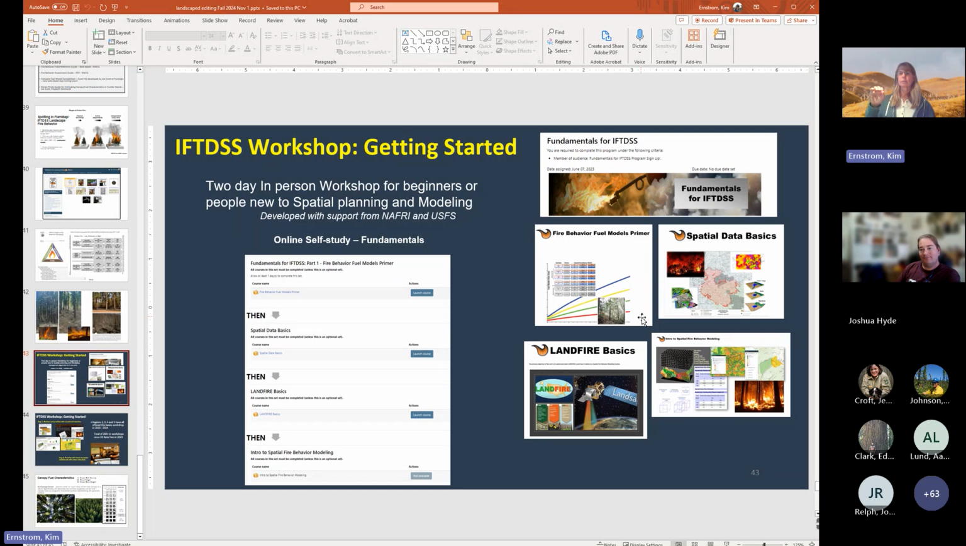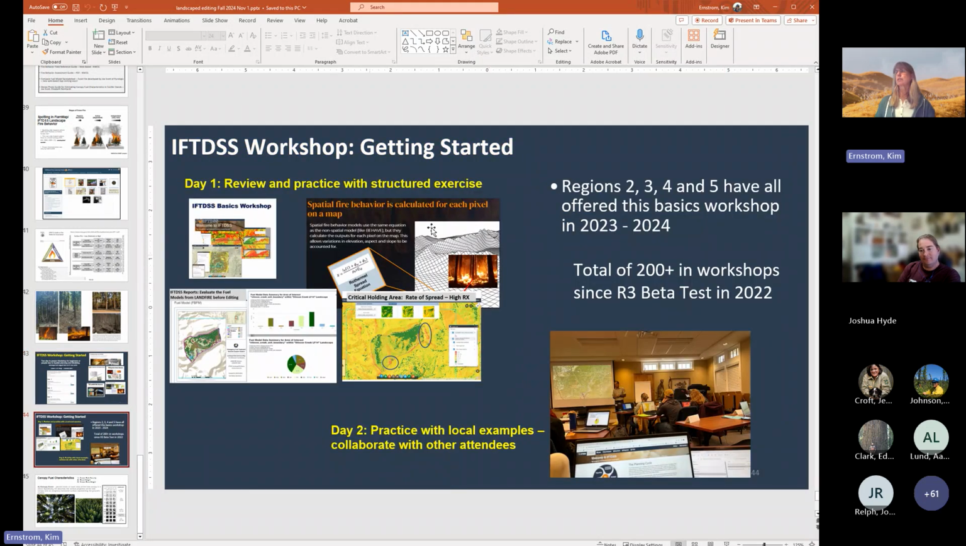And now that the learning portal is back online, we're going to try to clean it up a little so it's easy to find things. But we've got stuff on fuel models and spatial data, LANDFIRE, and intro to spatial modeling. And then we have some materials that you can sit down and practice. So there's exercises that you can walk through in a structured way. If you have questions about this, please let us know, but it is available on the learning portal. And like I said, we're going to clean it up in the help center so it's real easy to find things. So that's really all I've got.